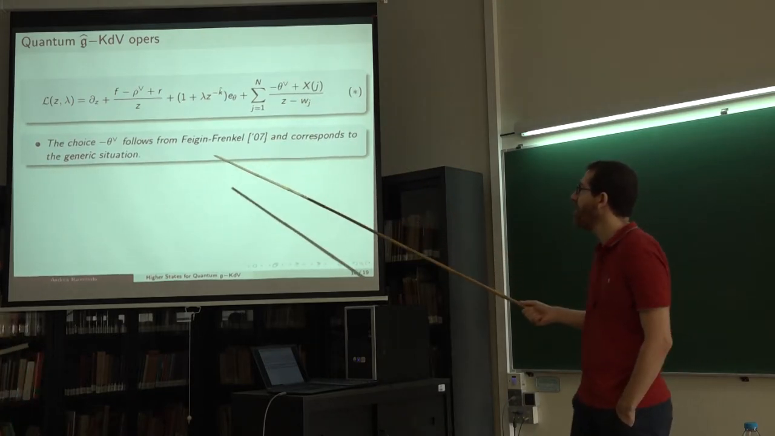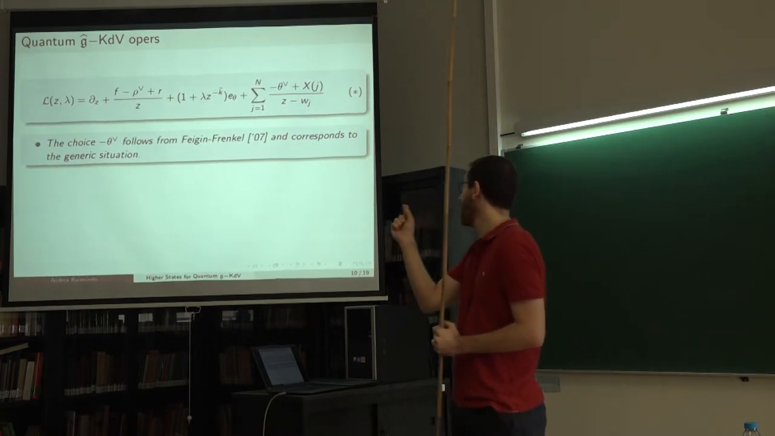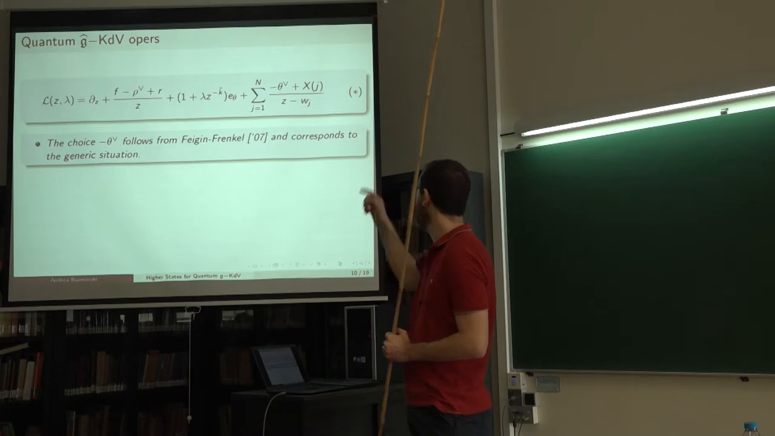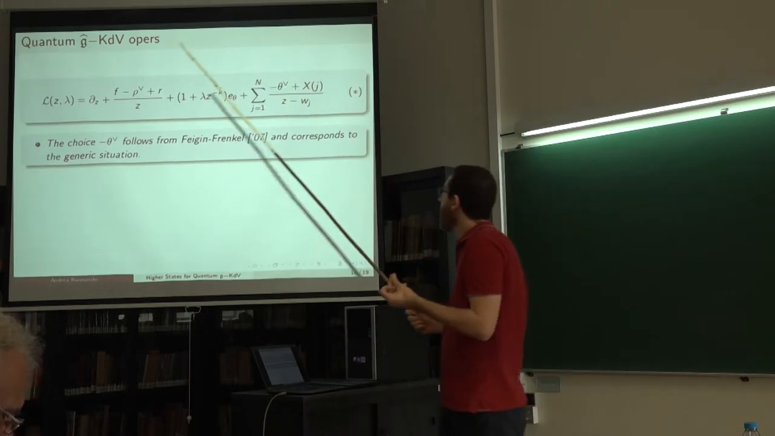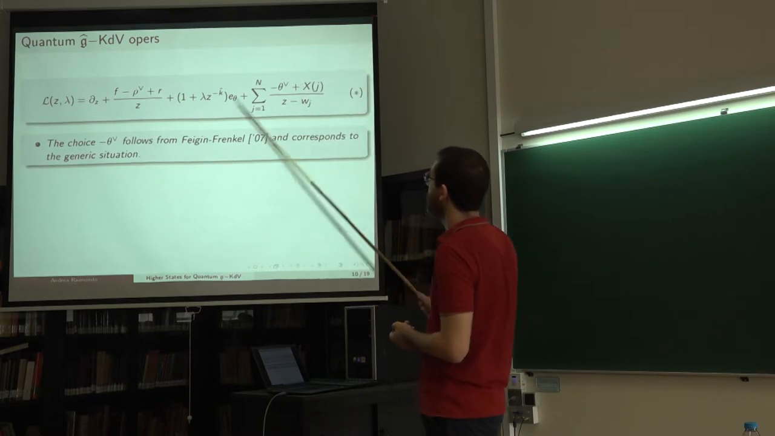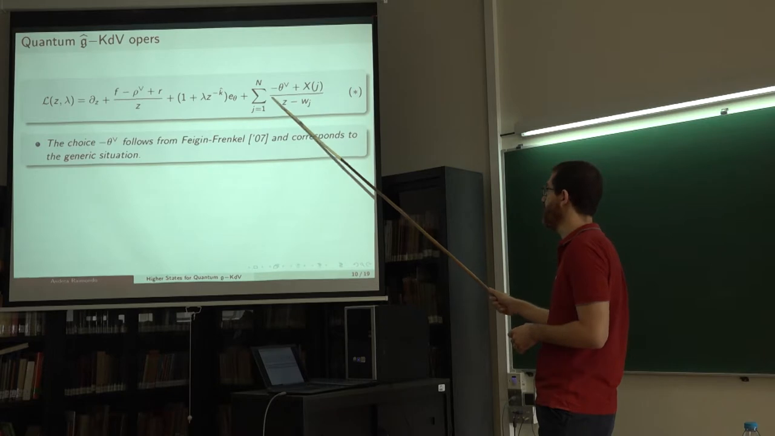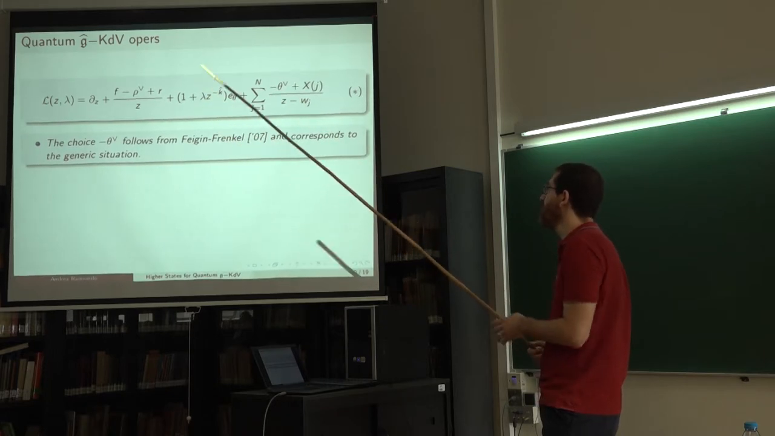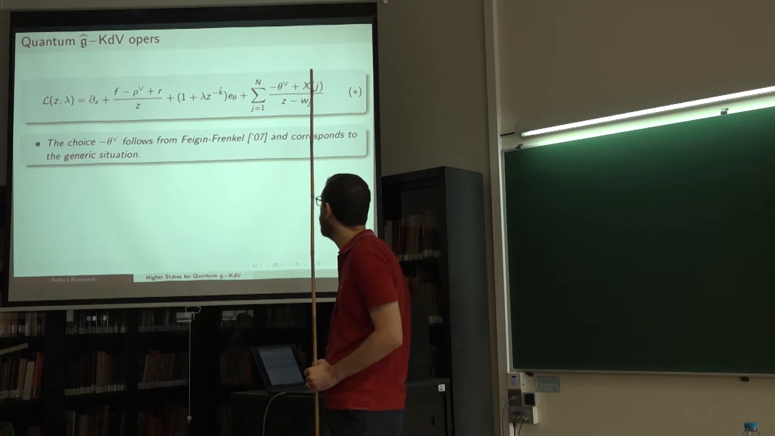So non-generic choices can be obtained when pairs or even more of these poles collide, or if some of them go to zero. In case they collide, then you have to change this coefficient. But this is the generic situation.